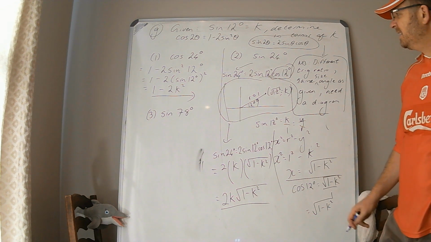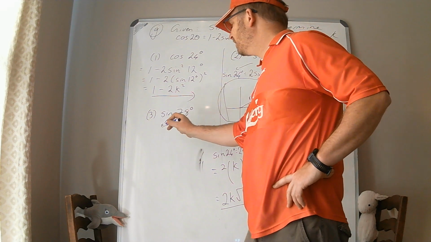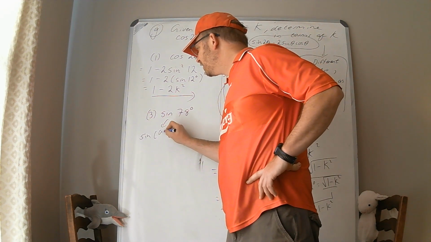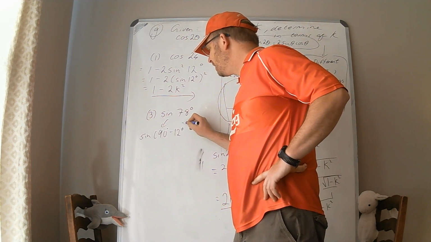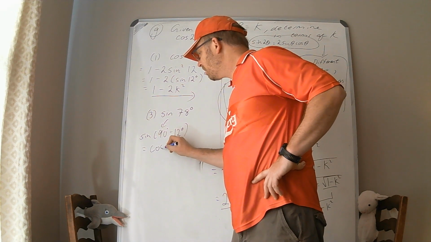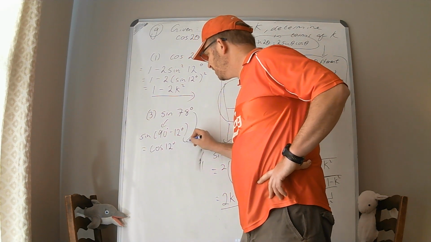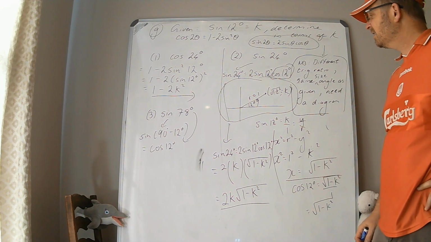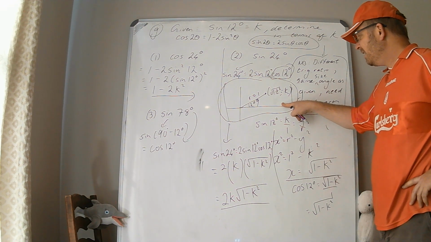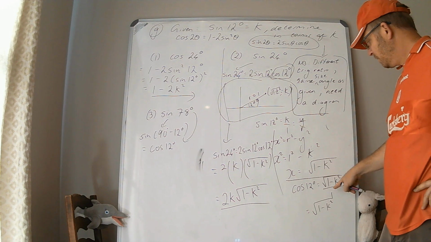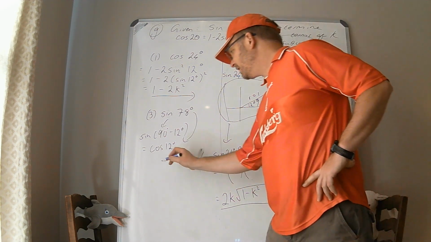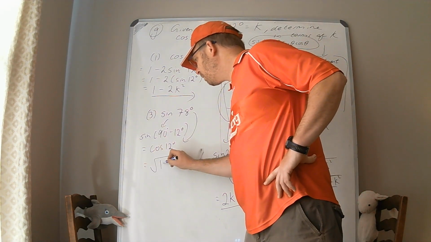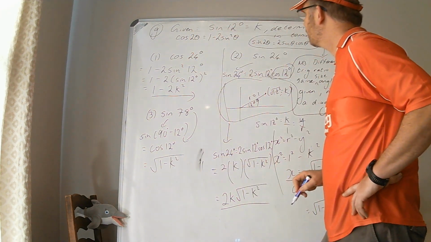Okay, and sine of 78. Well, you should know sine of 78. You don't have to show this step. It is sine of 90 minus 12, which is cos 12. Should go straight from there to there. They're complementary. Sine and cos interchange. So sine of 78 is cos 12. Here's your diagram for x, y, and r. We worked out previously, cos 12 is equal to the square root of 1 minus k squared.